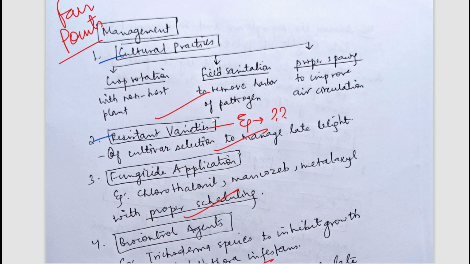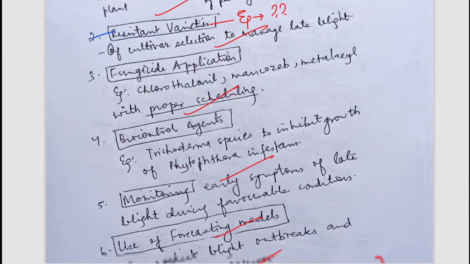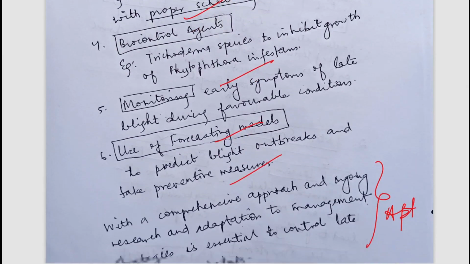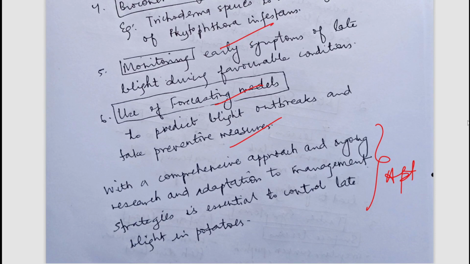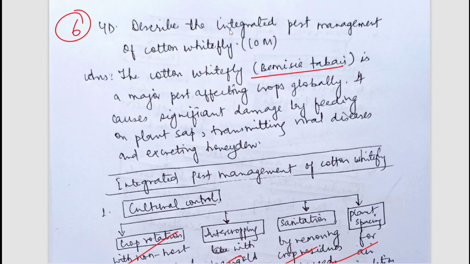Whenever you are writing the point of resistant varieties, if you can highlight one or two resistant varieties, that enhances the answers. Okay, so use examples if you can in these points. Fungicide application, biocontrol agents, monitoring. So a fairly written answer. I hope you are able to understand. If you want to read the answers in detail, you can pause and read it. The next question was: describe the integrated pest management of cotton whitefly.